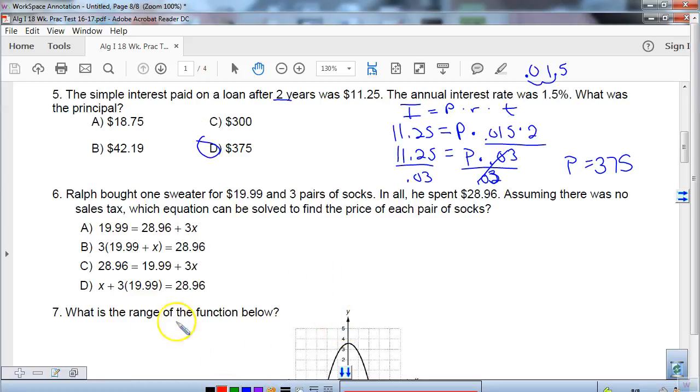Number 6, Ralph bought one sweater for $19.99 and 3 pairs of socks. We can make that into an expression. He spent $19.99 plus 3 times however much the socks cost. In all, so that would equal, he spent $28.96. And this is actually as far as we need to go with this particular problem. We need to find, that looks like C, the one that looks like this, it's just backwards.